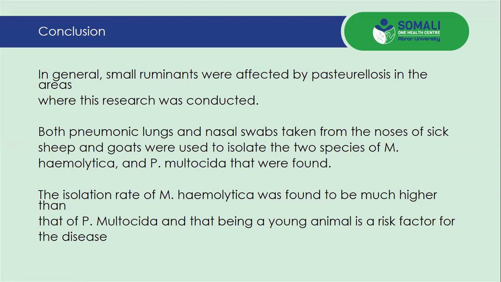So the conclusion, in general, is that many ruminants were affected by Pasteurellosis in the area where this research was conducted. Both pneumonic lungs and nasal swabs taken from sick sheep and goats were used to isolate two species, Mannheimia hemolytica and Pasteurella multocida. The isolation rate of Mannheimia hemolytica was much higher than that of Pasteurella multocida, and being a young animal is a risk factor for the disease.